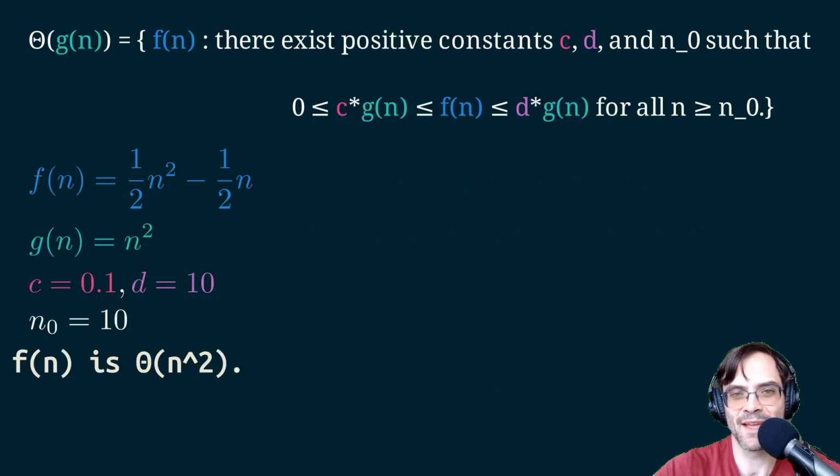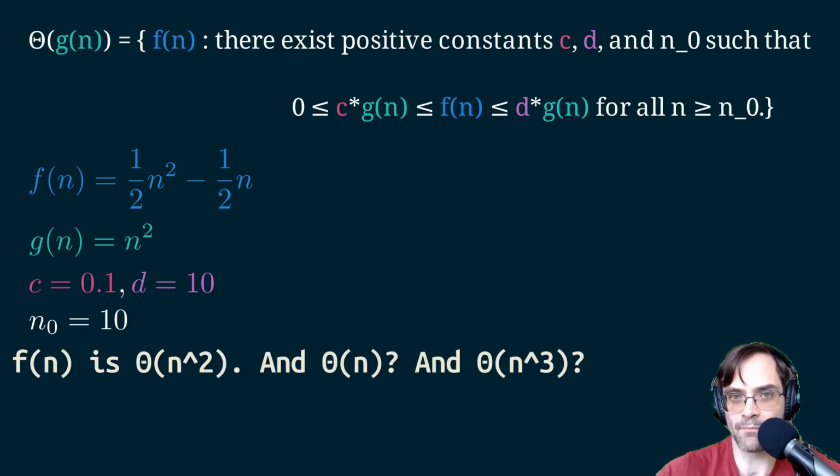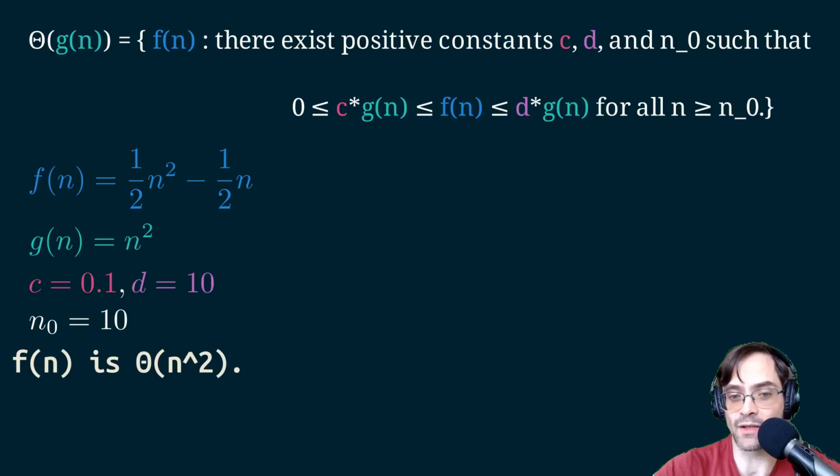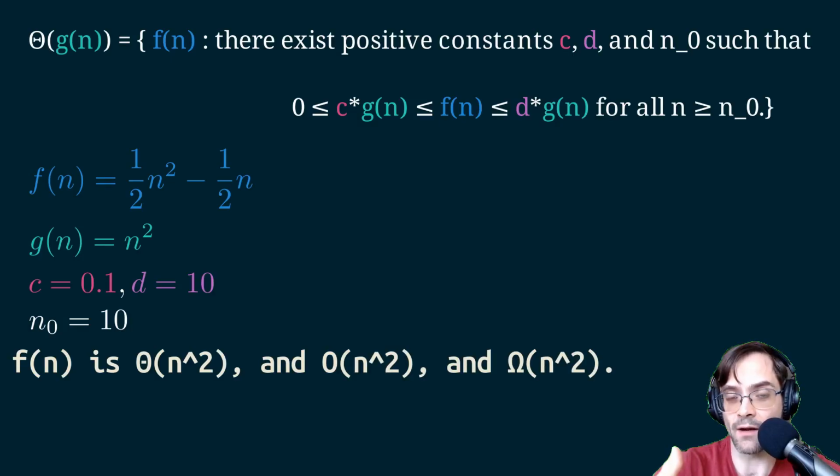Now, that's great. Can we also say that it is big theta of n or big theta of n cubed? No, that's not going to work. You're never going to choose numbers that make this inequality work for g of n equals n or n cubed or plenty of other functions. But you could actually still say that f of n is O of n squared. You could also say it's big omega of n squared. And that shouldn't be surprising, right, given how we derived the inequality.